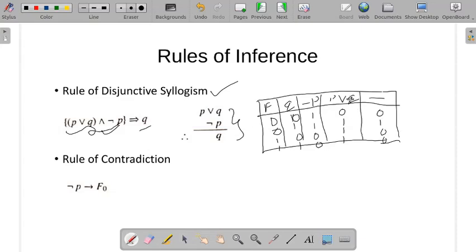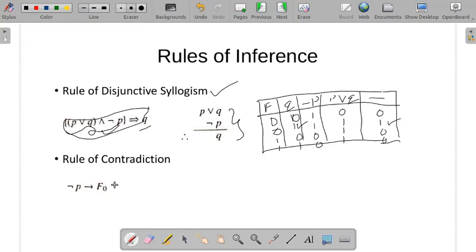So what does the rule of inference say? Whenever LHS is true, RHS should be true. So when is LHS true? In this second case, let's observe Q here. Q is the RHS. It is 1. So we can infer here that this argument is valid. This argument is valid. Rule of disjunctive syllogism. So P or Q and negation P, whenever they are true, Q will be true.